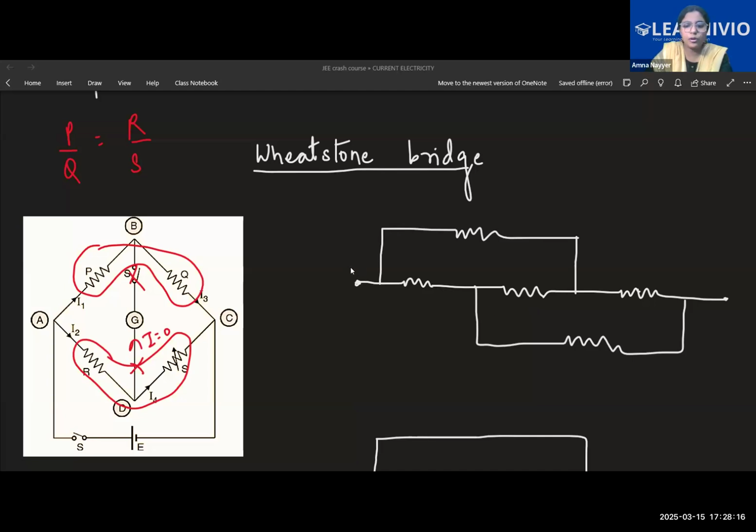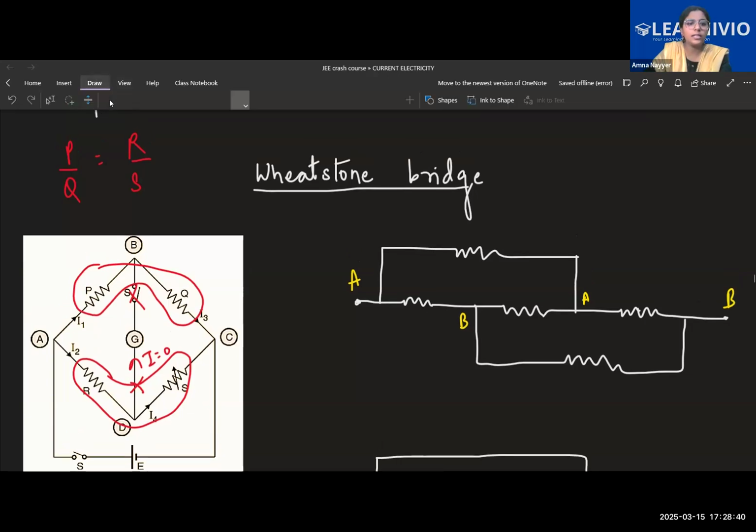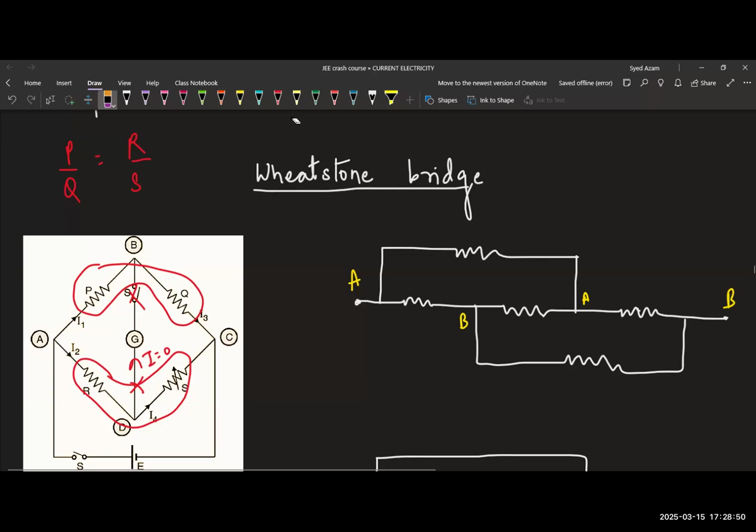So let's say this is point A and this is point B. If this is point A, this will be point A. And if this is point B, this will be point B. This is connected to another point, which will be some point C, the opposite point. A and B are put like this.